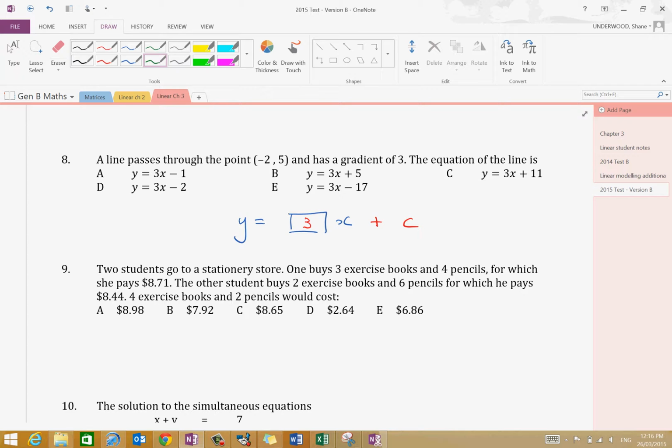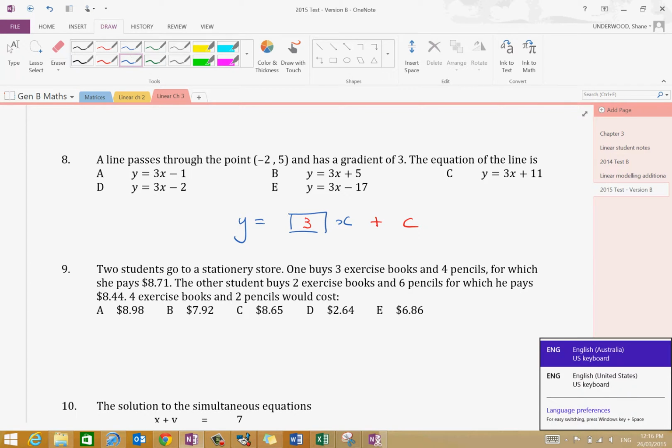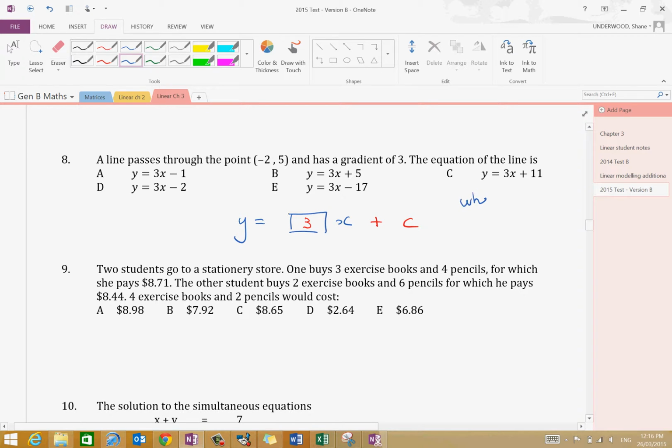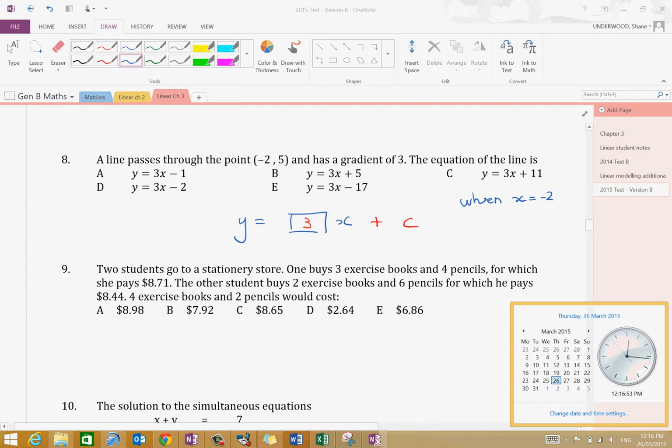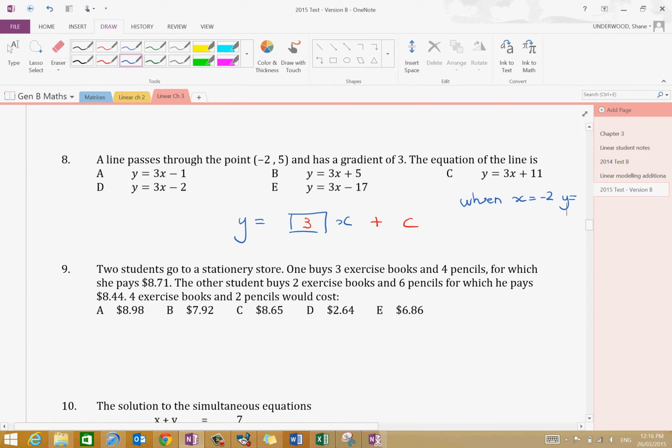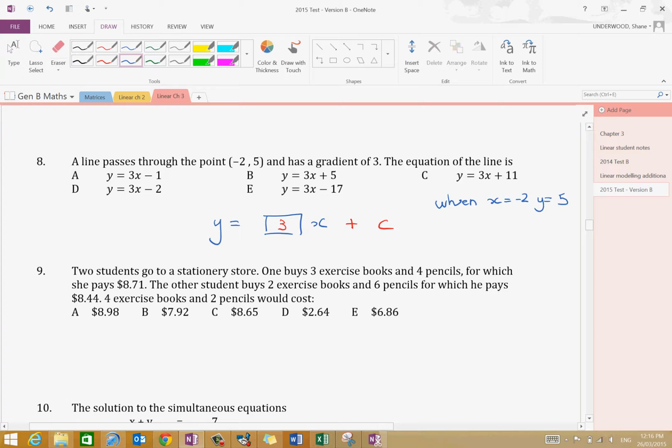So what we can say is you don't need to do this working, but what we are doing is we're writing when x is equal to negative 2, y is equal to 5, and we're throwing that into this equation over here. So let's do that. 5 is equal to 3 times negative 2 plus c. That is 5 is equal to negative 6 plus c, which rearranges to give c is equal to 11. So therefore the answer is C.